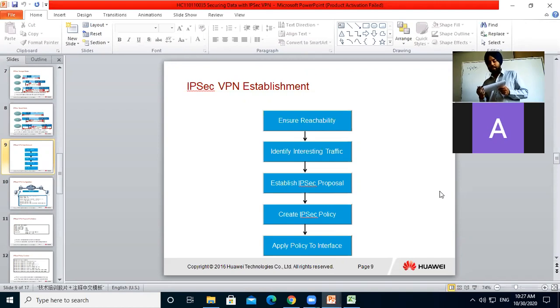Why tunnel mode? Tunnel mode shields the actual source and destination IP addresses used in the communication. IP security policies define the security protocol, authentication algorithm, encryption algorithm, and encapsulation mode for the data flow.